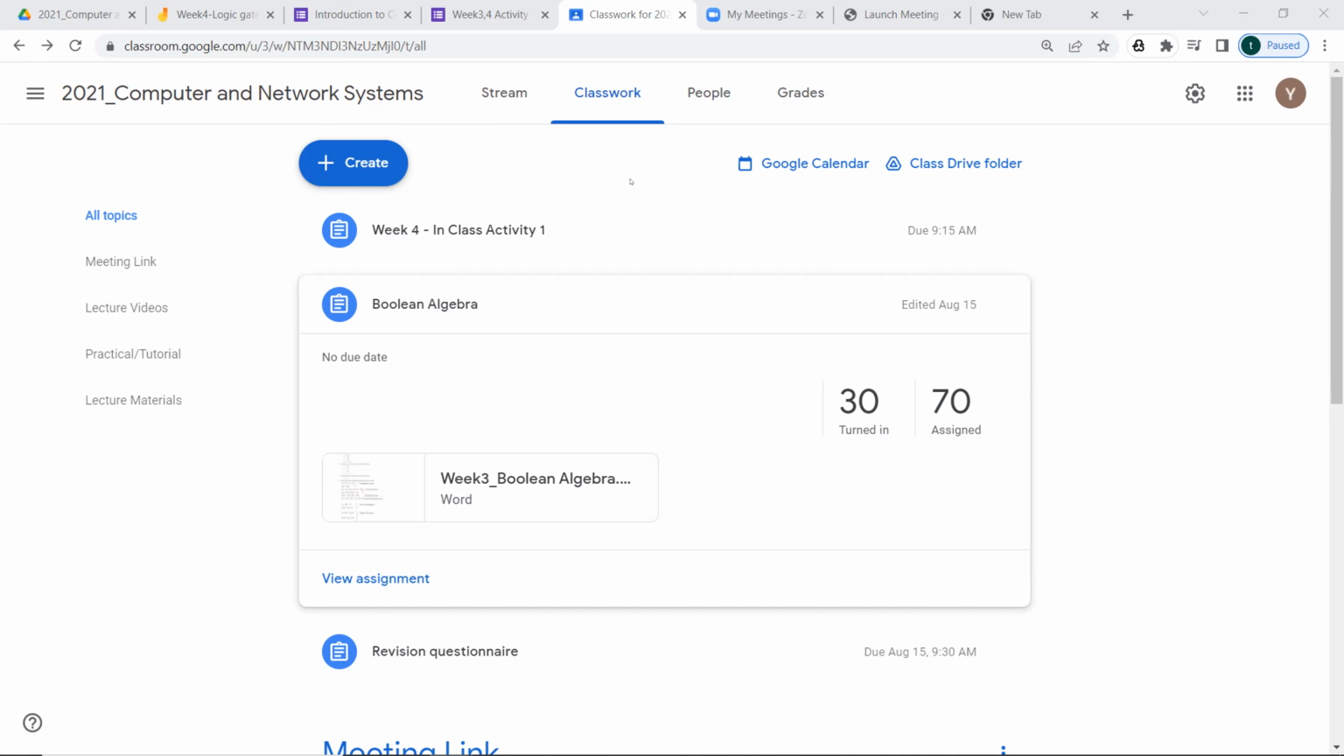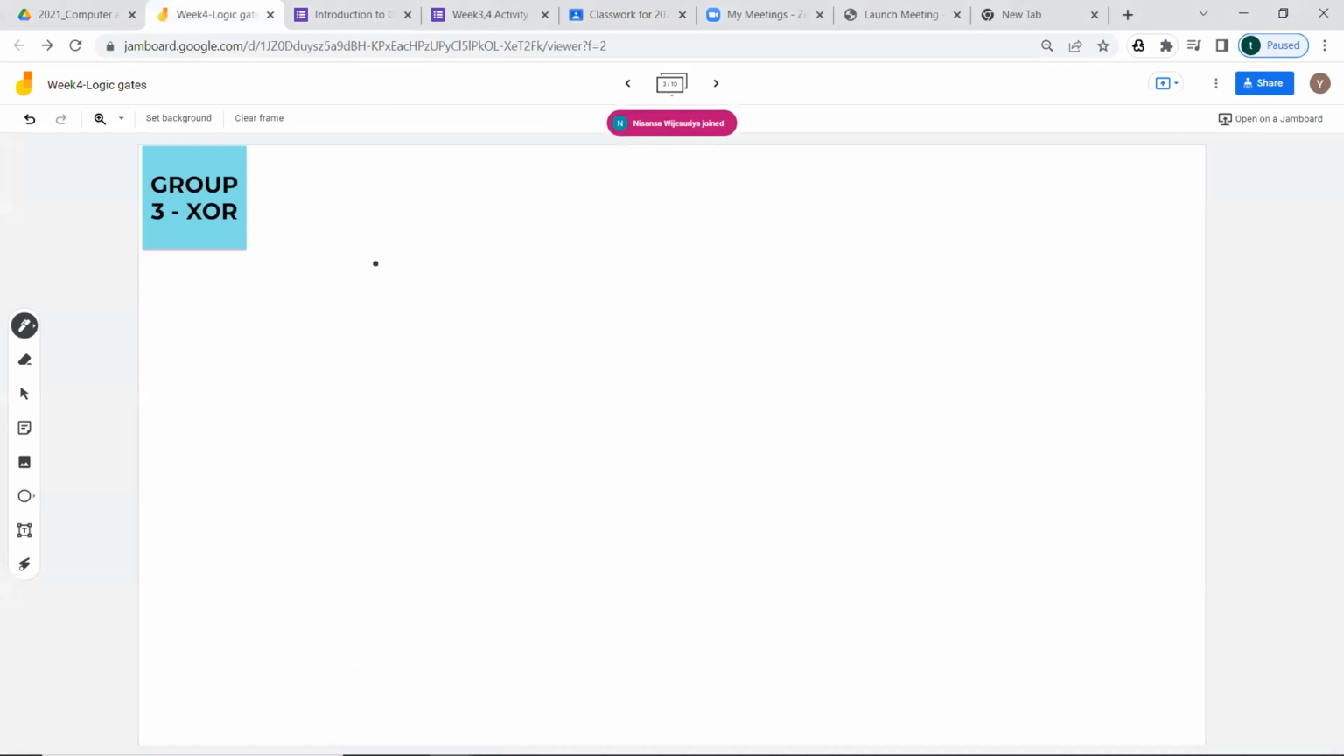Okay, I have opened all the groups. You have 7 groups. You can join as you wish, right? But remember to have at least one member having a computer. Then it will be easy to modify this document.